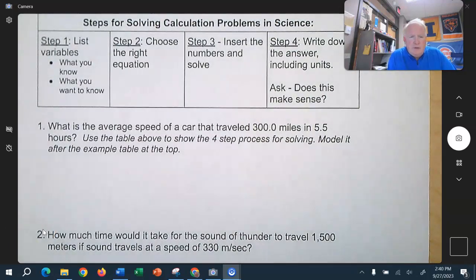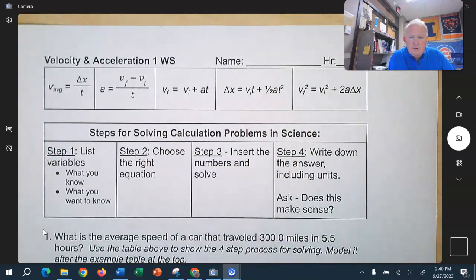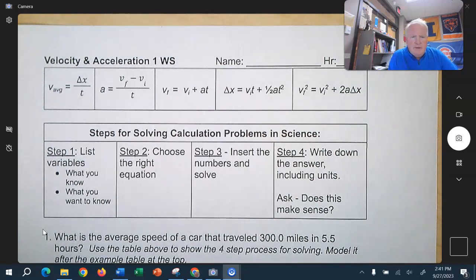All right, Chan Physics. So just wanted to go through this worksheet so you can see right here. We're going to start out with this velocity and acceleration number one worksheet. And a lot of us just need reminding that there is some real benefit to the four column method.